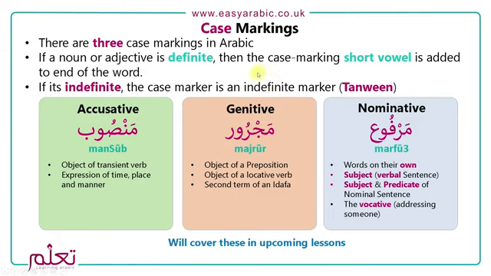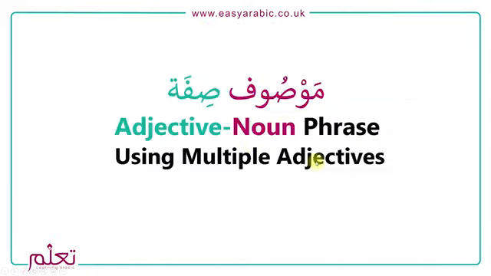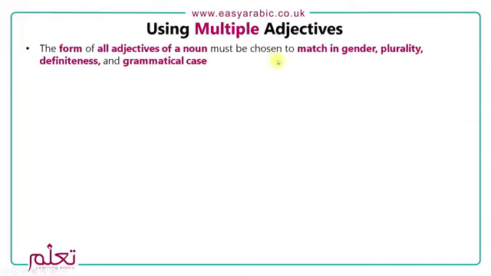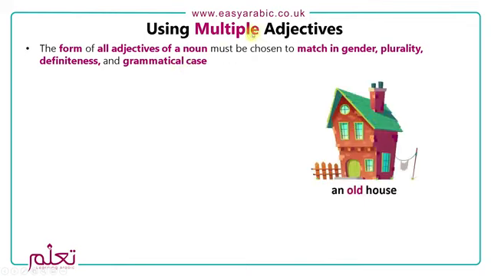You will have cases where we want to use more than one adjective. So using multiple adjectives, I thought I'll go through and show you how that works as well. The form of all adjectives of nouns must be chosen to match in gender, plurality, definiteness, and grammatical case. And this is what we already covered. So what applies to single must also then apply to multiple adjectives.